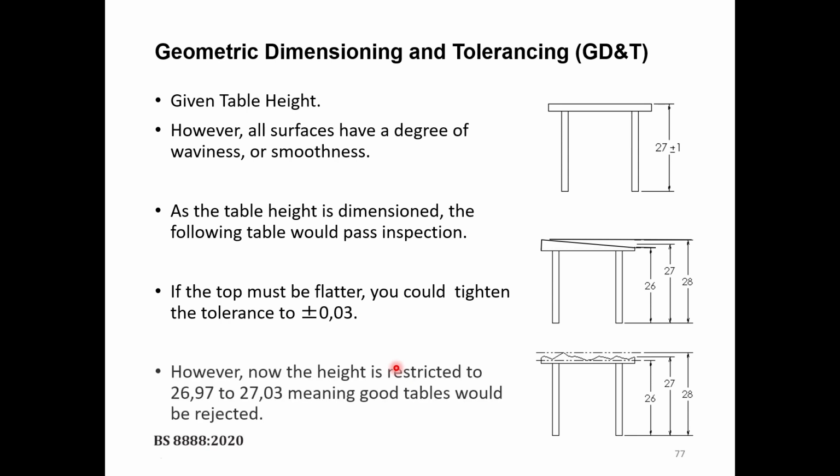But this will create a problem for us because tightening the tolerances here is going to restrict the height of the table to 26.97 to 27.03. And this means that good tables are going to be rejected by the inspector. So we need to think about another way of controlling the surface without affecting the height and its tolerances. You can have both by using GD&T.